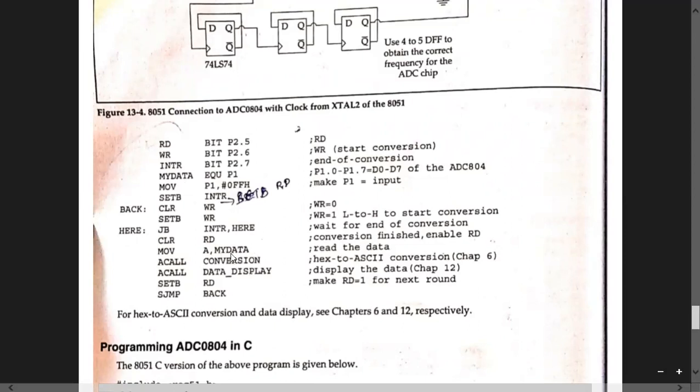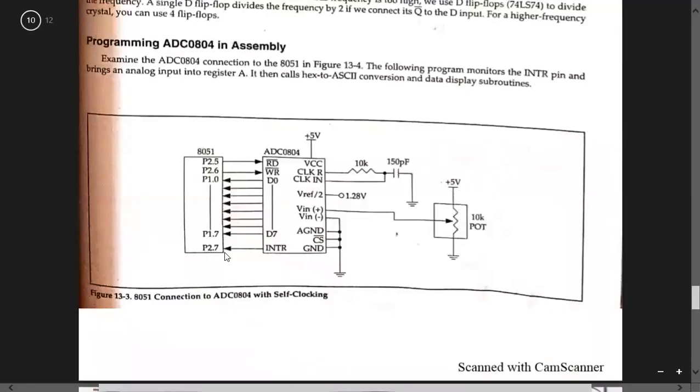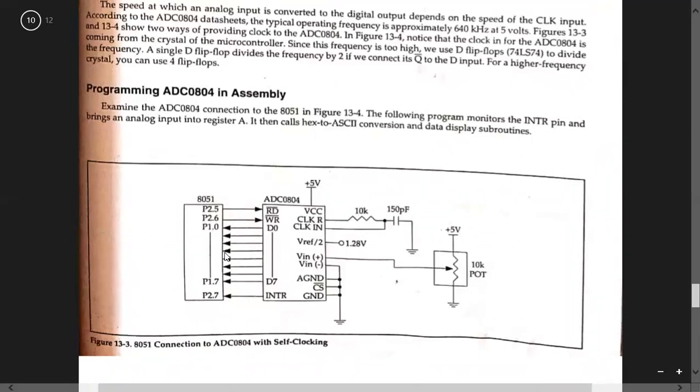I'm taking the data. Actually, till here are only the steps for the analog to digital conversion. The conversion ends here, at clear RD, and we are taking the output. After this, they have written a few lines because we need to display the data. In order to display the data, we need to convert the data from hex to ASCII. See, examine the ADC 0804 for connection to the 8051 in figure 13.4.